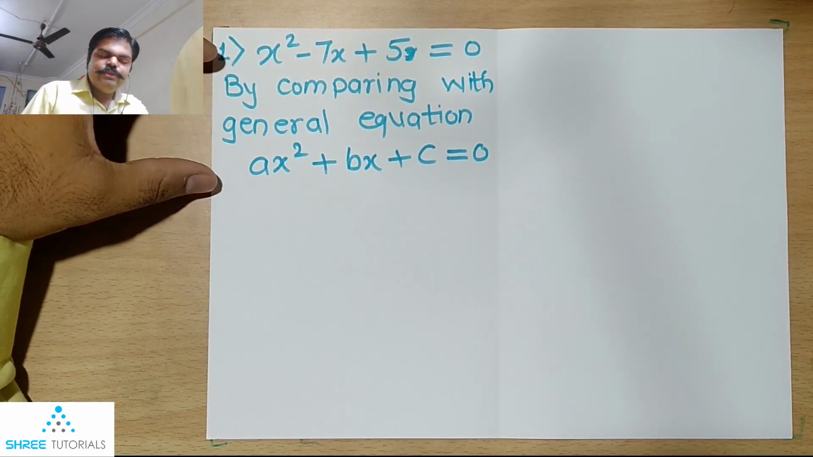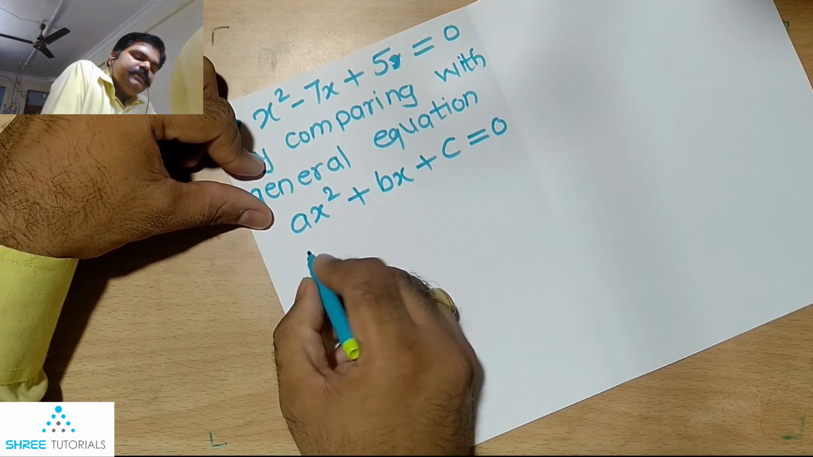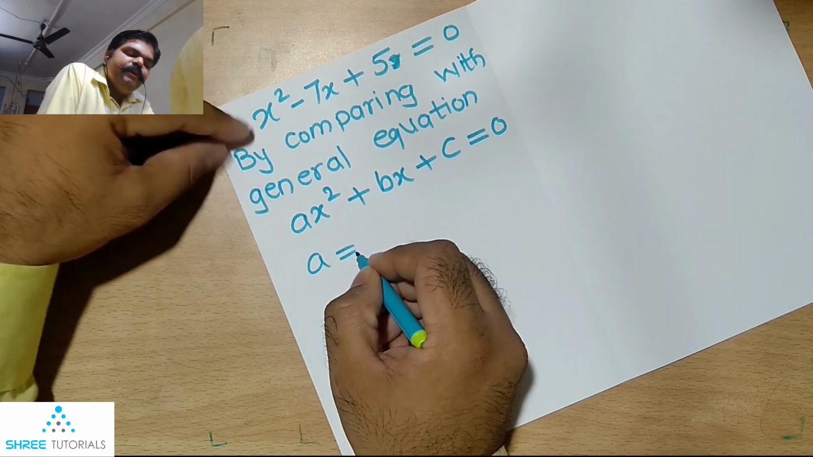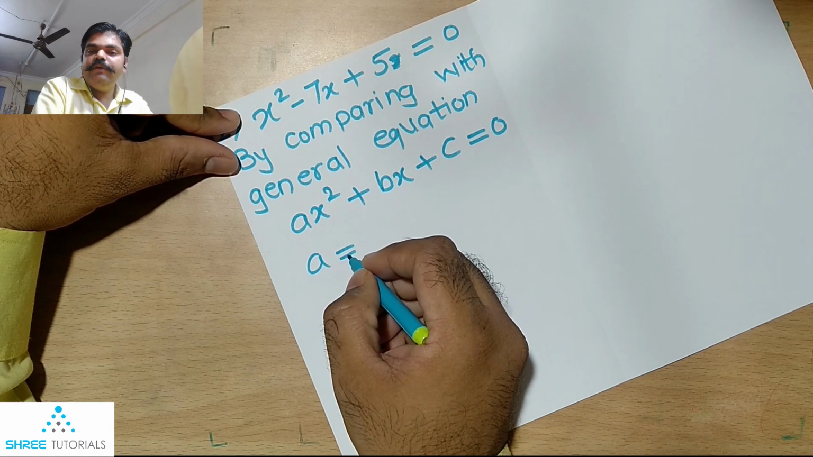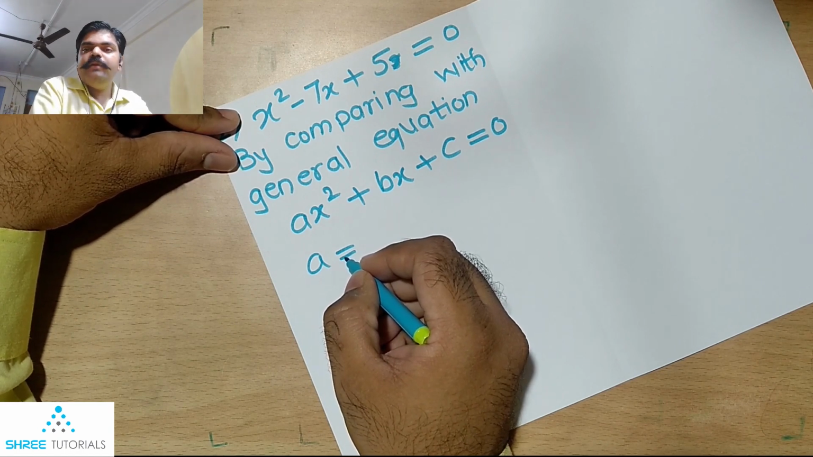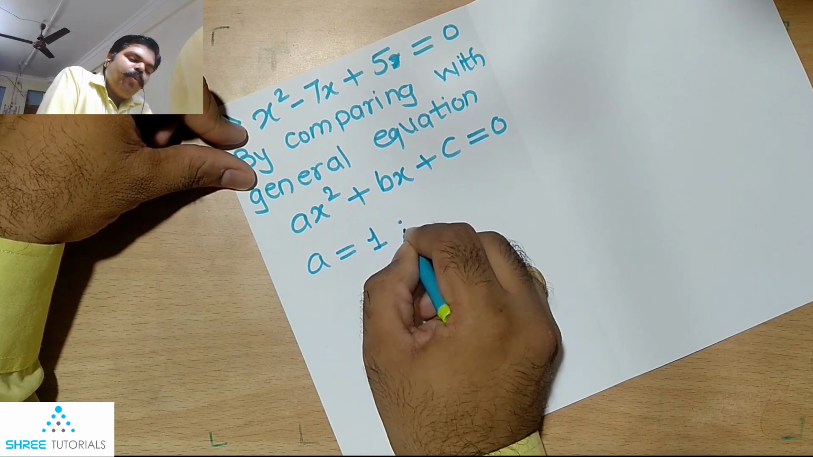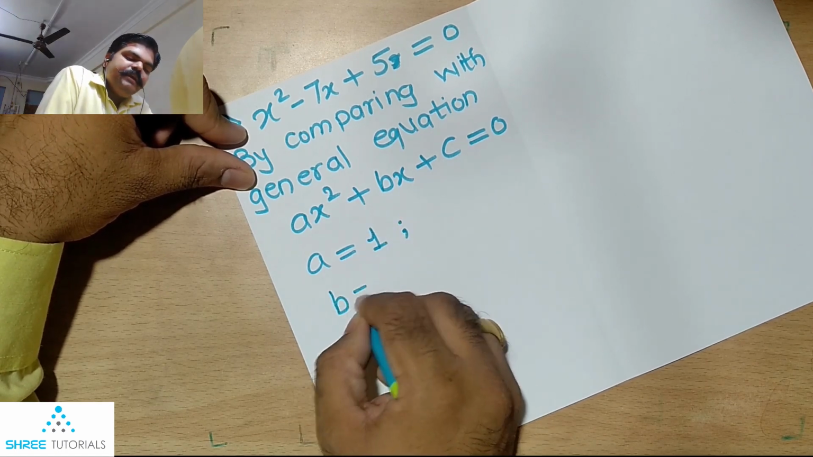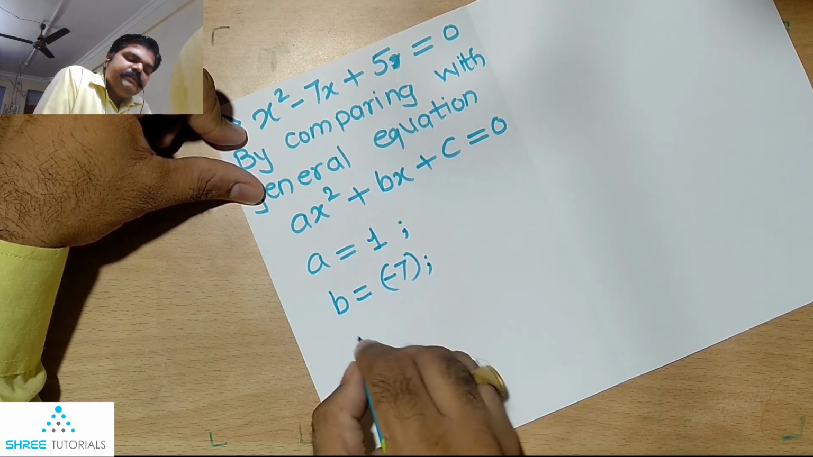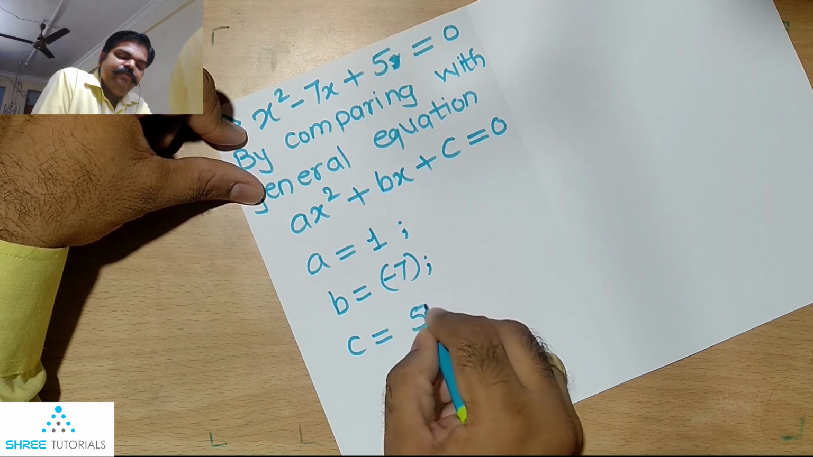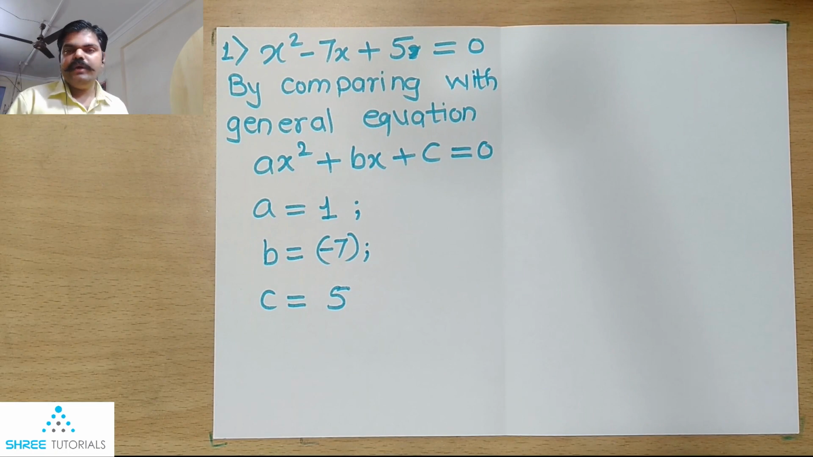When you compare these two equations together, you will come to know the values of the constants. a is equal to, there is no coefficient for x square. Those variables which do not have any coefficient, by default they have a coefficient equal to 1. So a will be equal to 1, whereas b is equal to -7 and c is equal to 5. These are the values these constants are going to have.